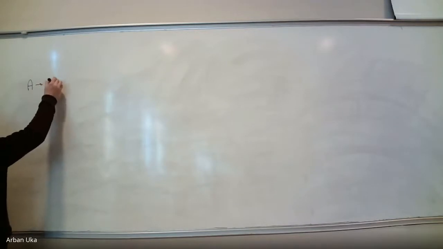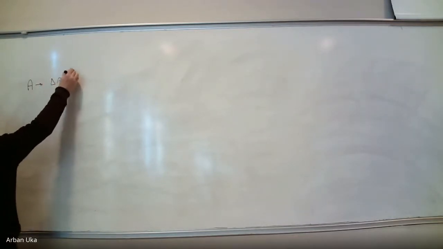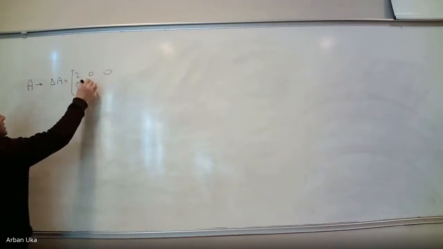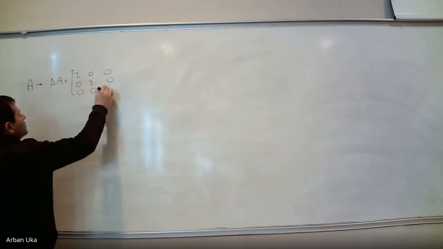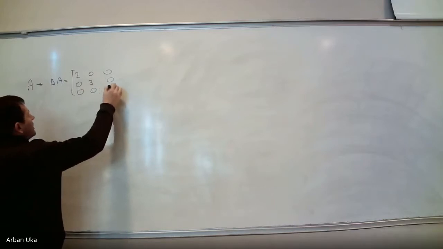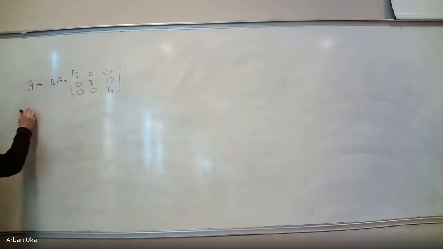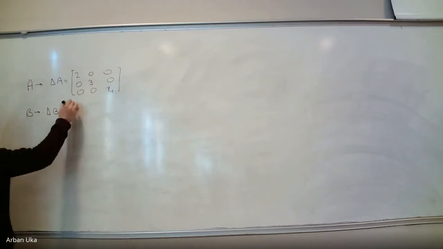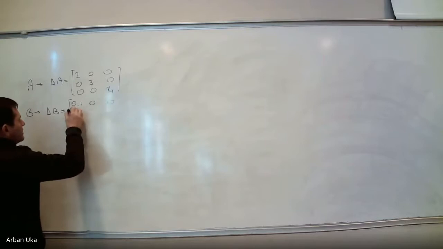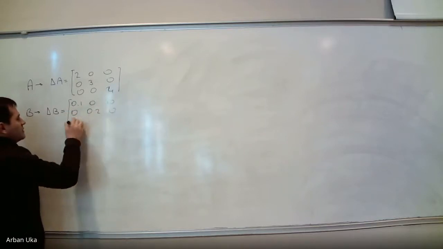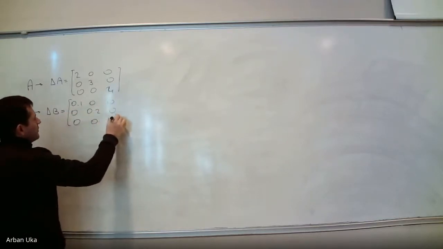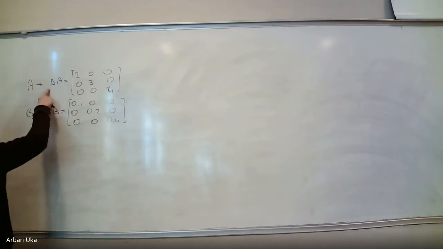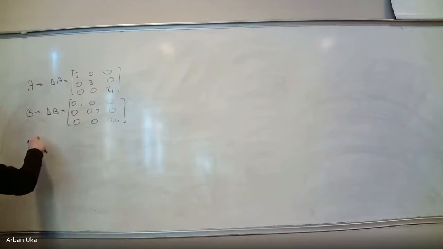But think about this: if you have a matrix A, and we diagonalize it, let's call it dA, which is equal to 2, 0, 0, 0, 3, 0, 0, 0, 4. Then we have another matrix B that, when we diagonalize it, can be 0.1, 0, 0, 0, 0.2, 0, 0, 0, and 0.4. So we have matrix A diagonalized to dA and B to dB.